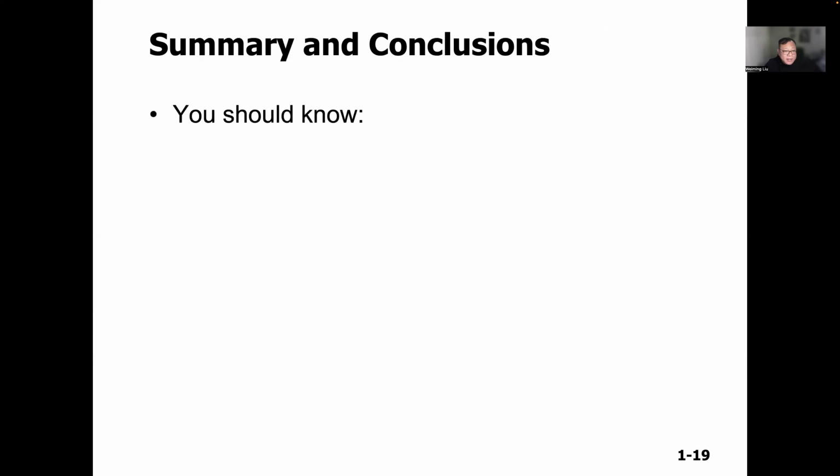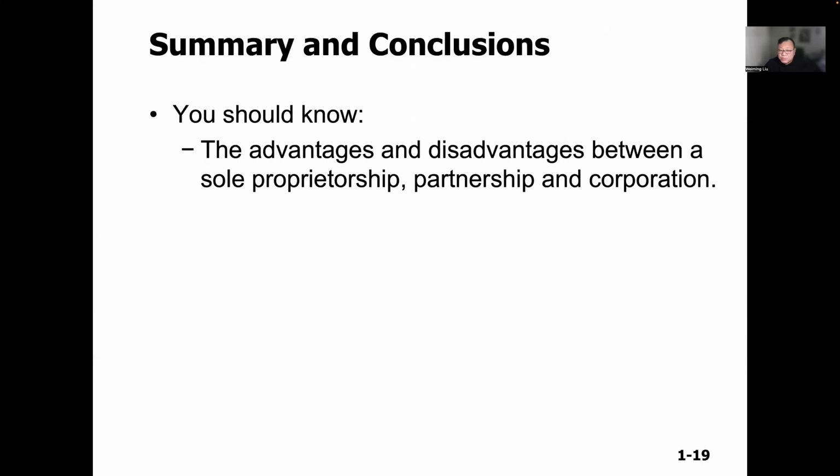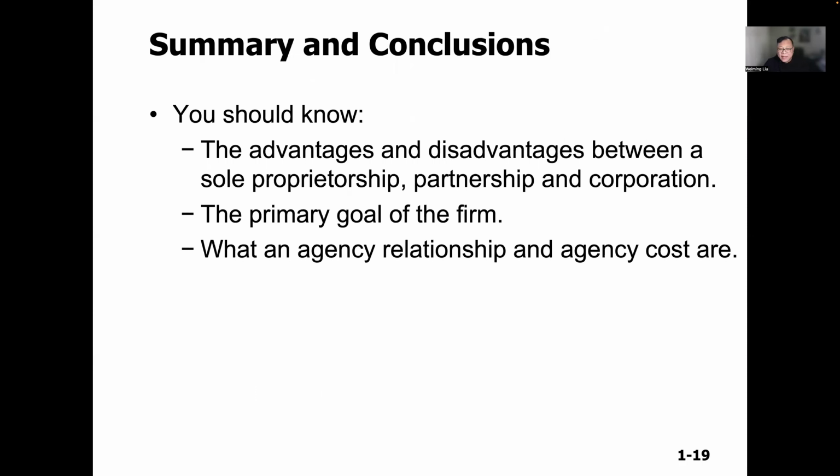So just to summarize, we talked about the advantages and disadvantages between a sole proprietorship, a partnership, or a corporation. The primary goal of the firm is to maximize the shareholders' wealth. We covered what an agency relationship and the agency cost are. An agency relationship is when the shareholders, the stockholders, hire the managers, the CEOs, to run the business. And the cost is that the manager may not act in the best interest of the corporation.